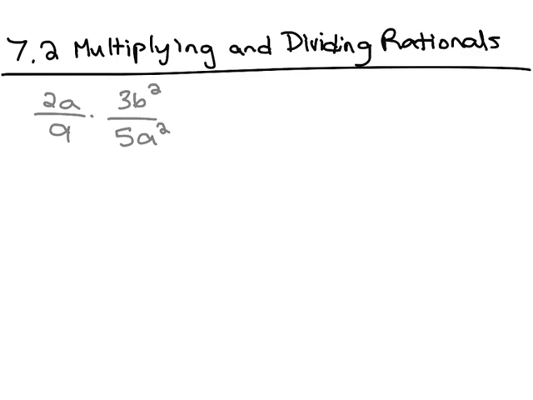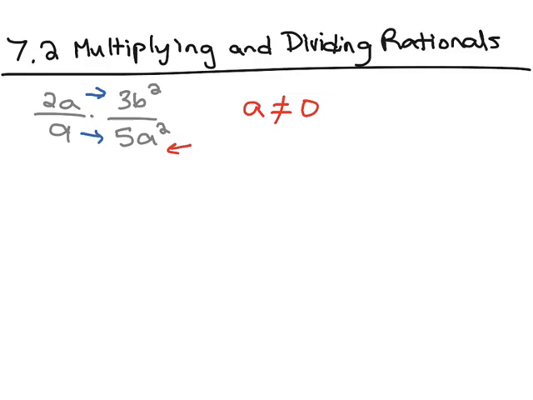When multiplying and dividing rationals, your first step is to find your non-permissible values. So for this one, we know that a cannot equal 0. From here, when you multiply fractions, you multiply your numerators and you multiply your denominators.